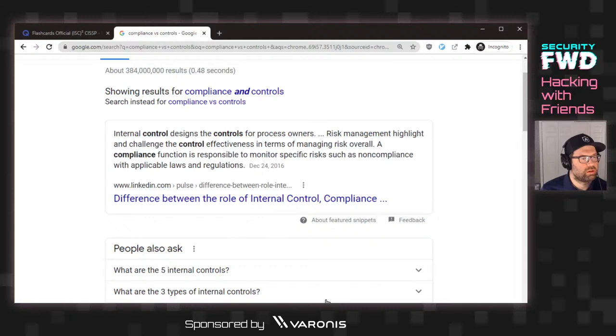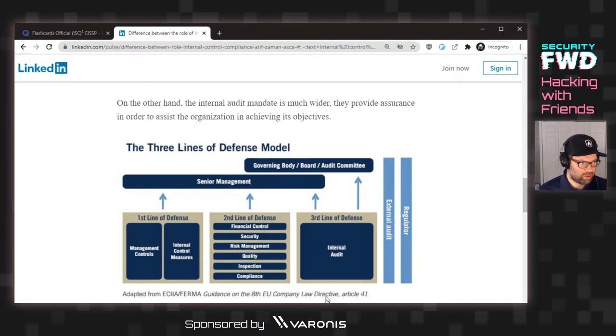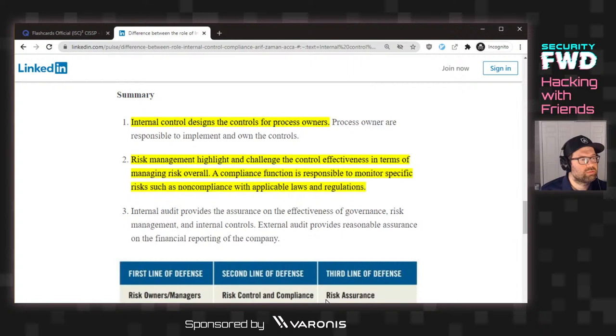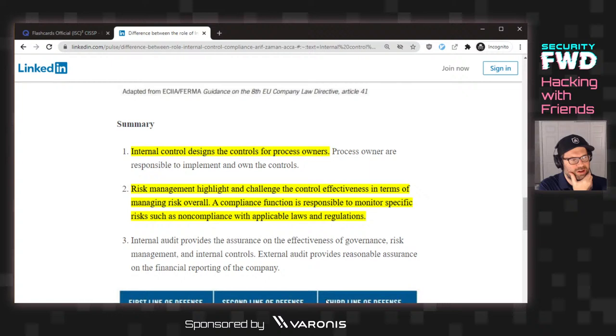All right, we're already on LinkedIn, so I don't know if this is going good or bad. On the other hand, the internal audit mandate, three lines of defense, senior management. Internal control designs, controls of process, risk management. Compliance function is responsible to monitor specific risks. Okay. Design the controls of process.